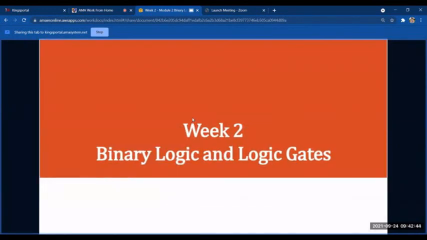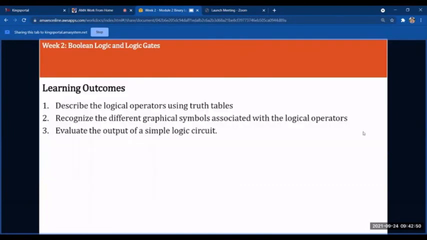Okay, so for week 2, we're going to discuss binary logic and logic gates. Our learning outcomes for Boolean logic and logic gates are to describe logical operators using truth tables, recognize the different graphical symbols associated with the logical operators, and evaluate the output of a simple logic circuit. These are your learning outcomes that by the end of this discussion you must have understood.